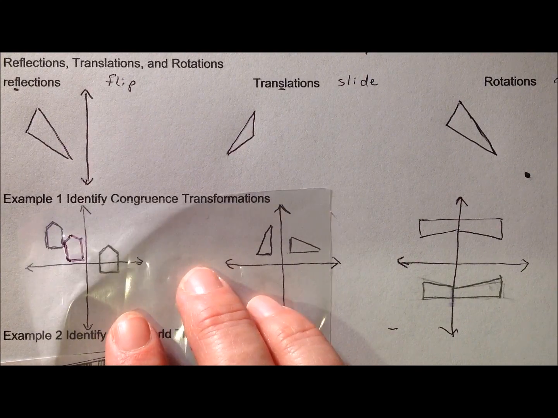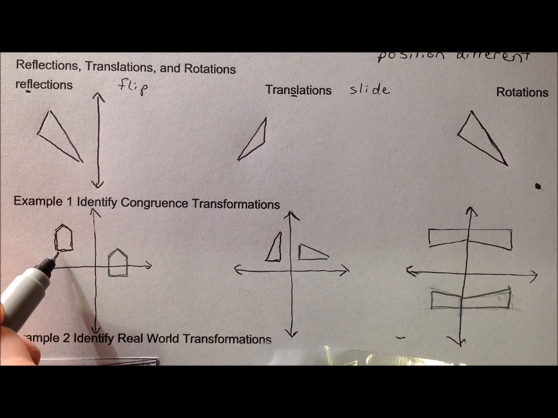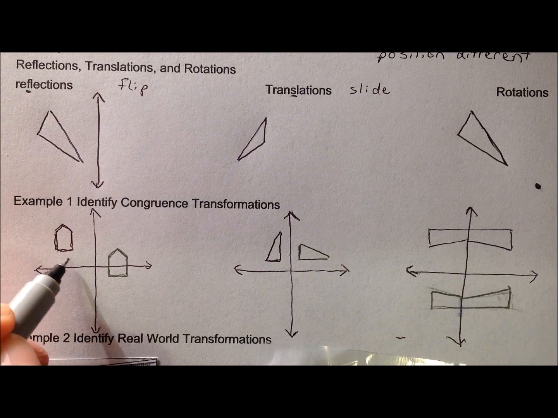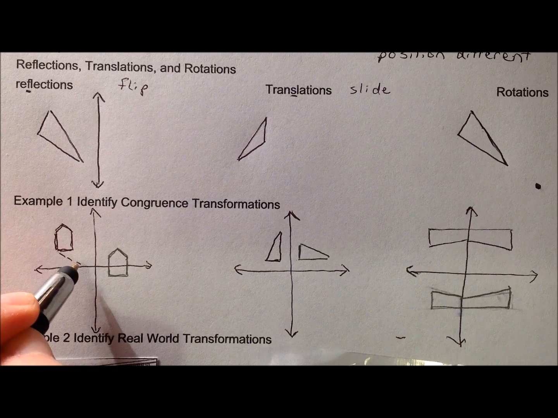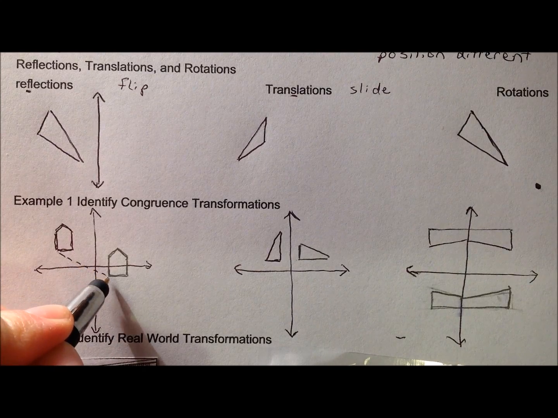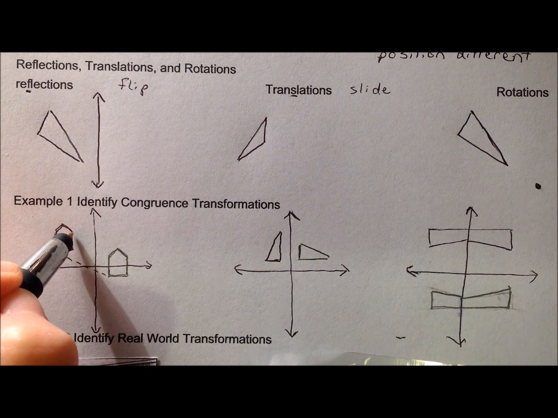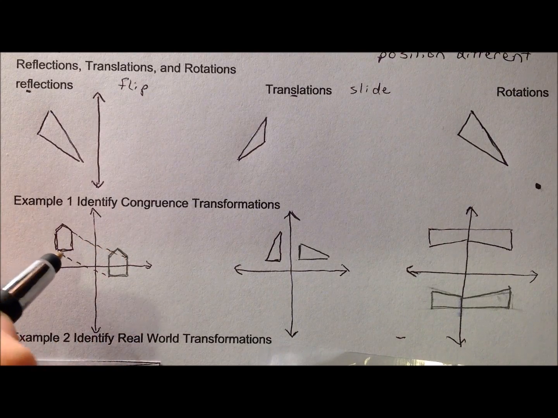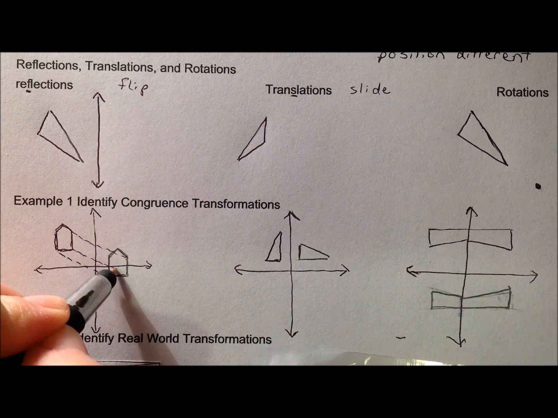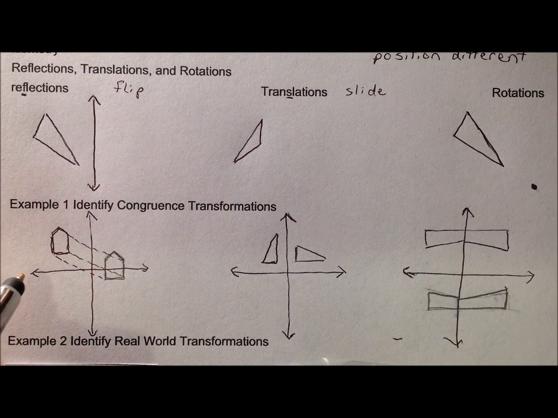Okay? So this figure, let me switch back to my pen. This figure has this point mapped onto this one, and this point would map onto this point over here, and this point here maps onto that there. So this is a translation.